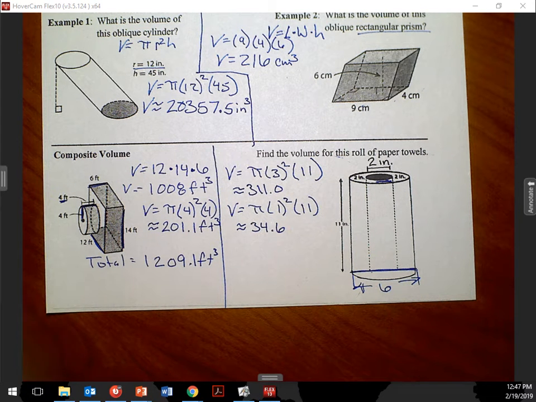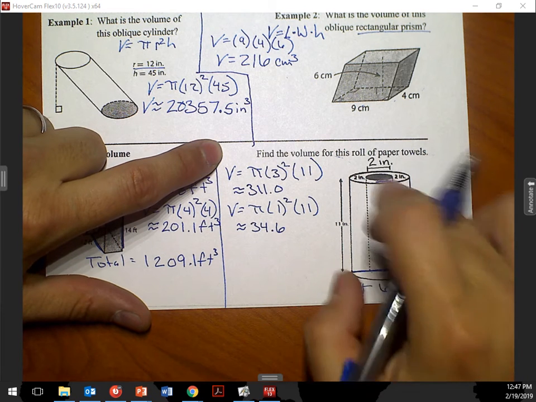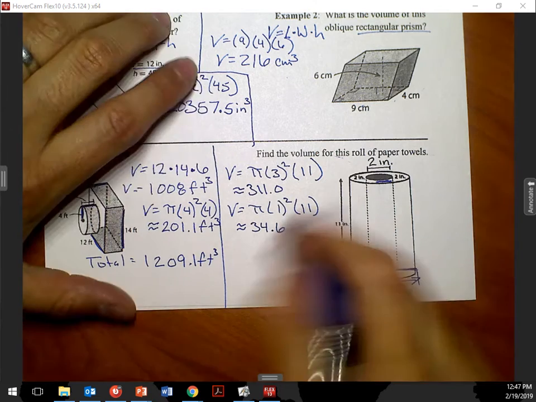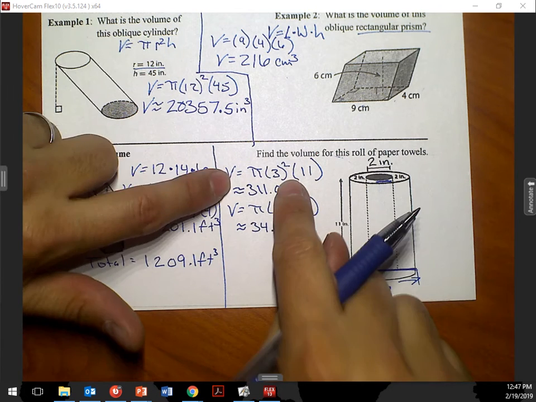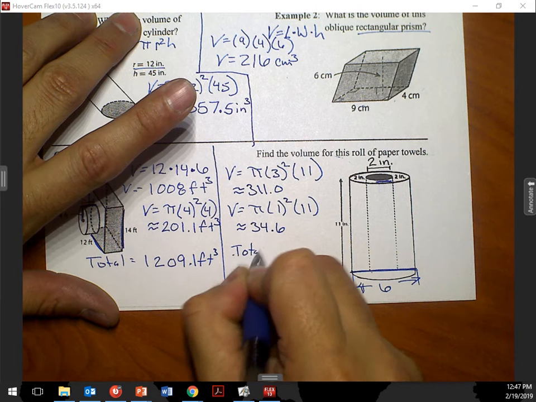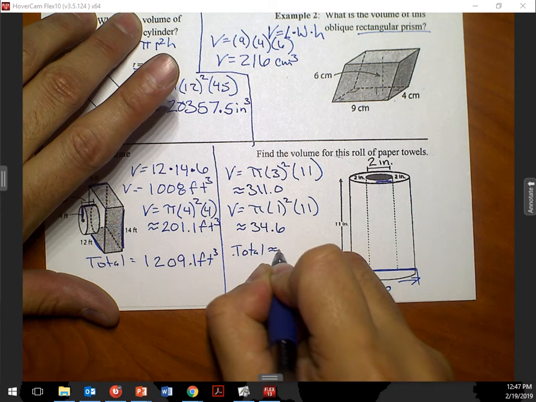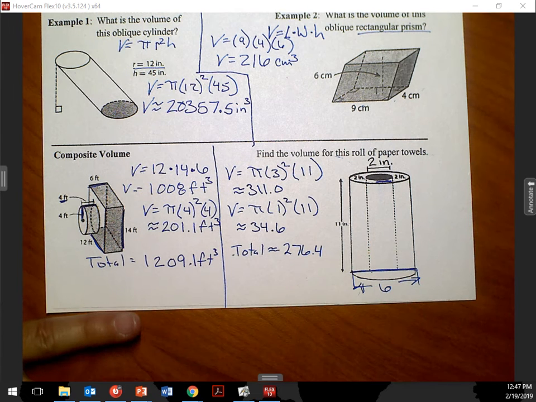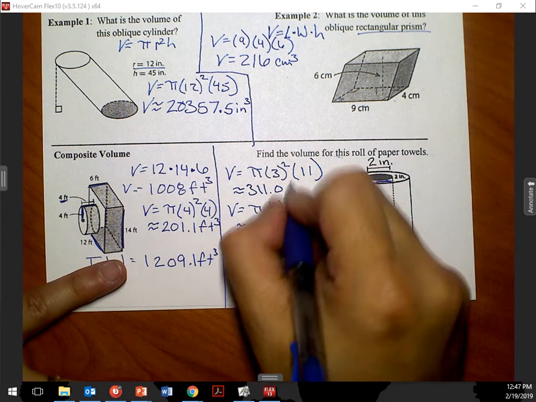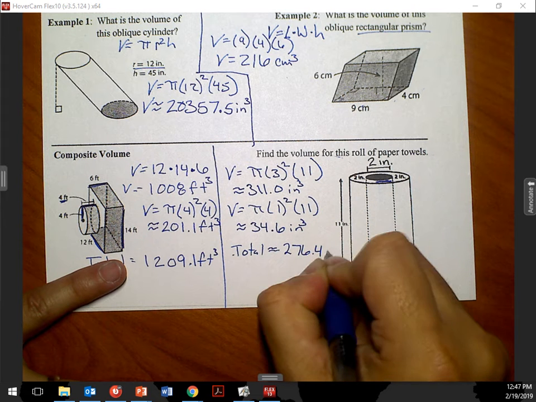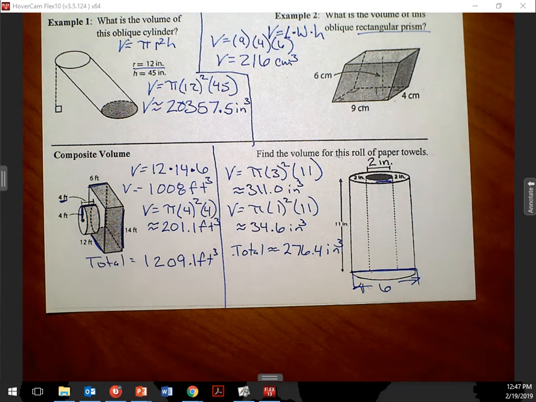I would subtract, because it's the big one minus the little one. So I would take this, subtract that. So my total, 276.4. What are my units? Inches cubed. So I'm going to go back and put inches cubed for all these. Does that make sense?